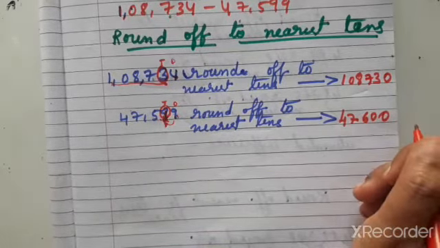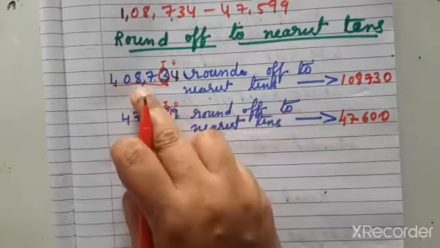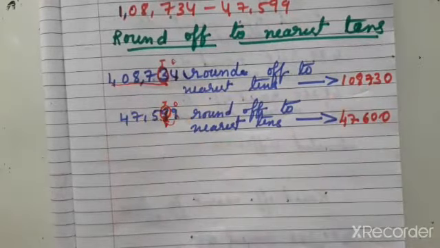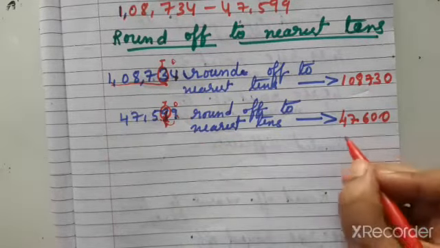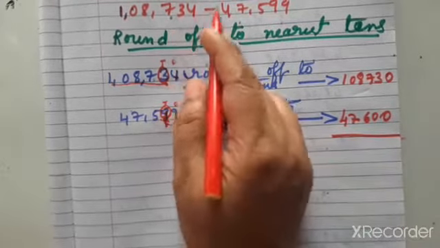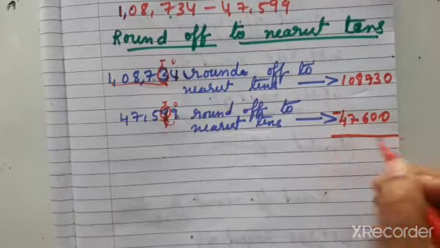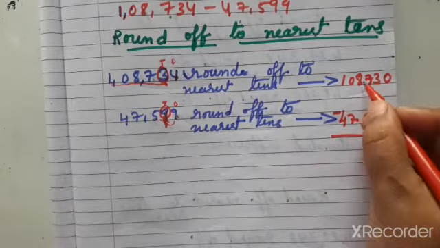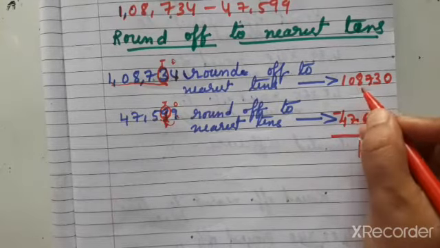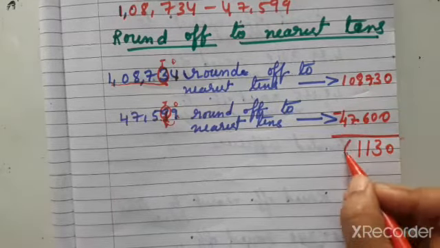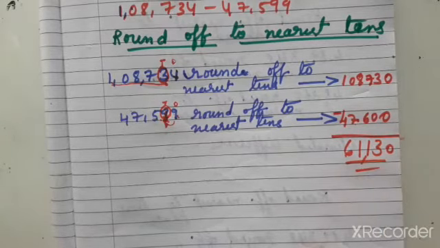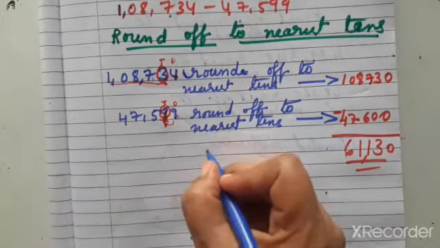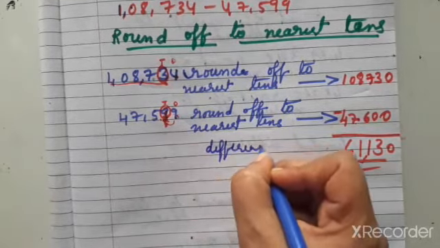So an alternate method you can try: between 1,08,730 and 47,600, you have to find the difference. Now what is the symbol? Minus symbol. Find means we have to subtract. 0 minus 0, 3 minus 0, 7 minus 6 is 1, 8 minus 7 is 1, 10 minus 4 is 6. So 61,130 is the answer. That is the estimated difference in the tens place.